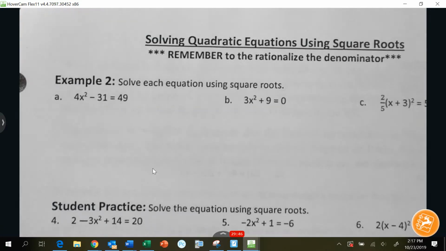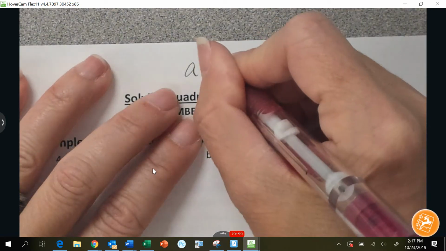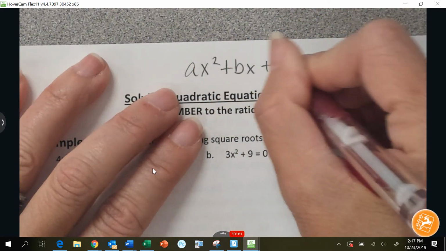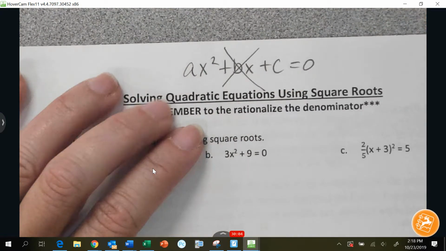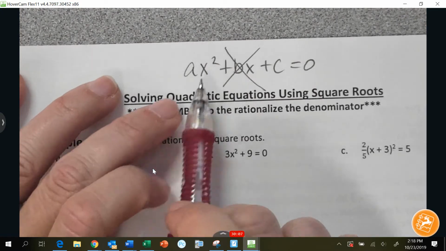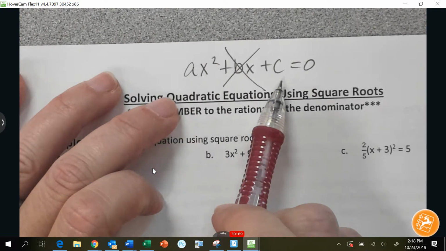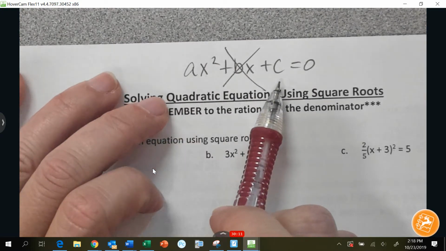Okay, you guys, here's the next section. Solving by square roots. This only works if ax squared plus bx plus c equals 0 and there's no bx term. If you just have the squared term and a constant, this is the only time you can do this.